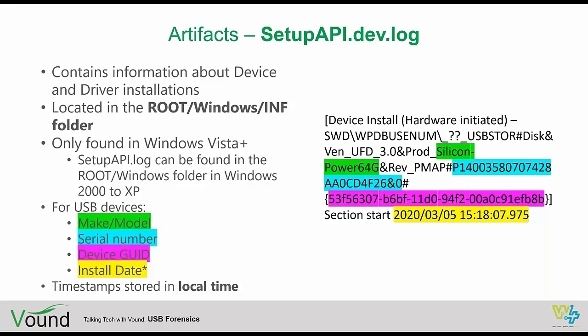As I mentioned earlier, during triage, if you see an artifact like this, this is where you want to make sure officers are looking for this flash drive if they haven't already found it. And then they can use the make and model information to be able to identify it. Also note that the timestamps in this file are stored in local time, so you may have to do some conversion if you want to compare to, say, registry or file system artifacts, which are stored in UTC.